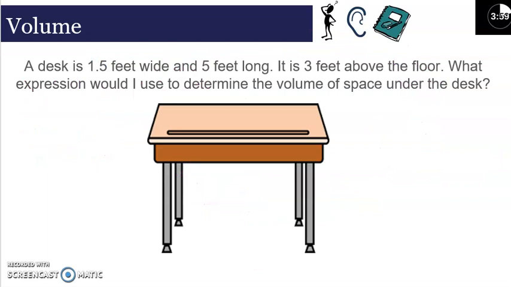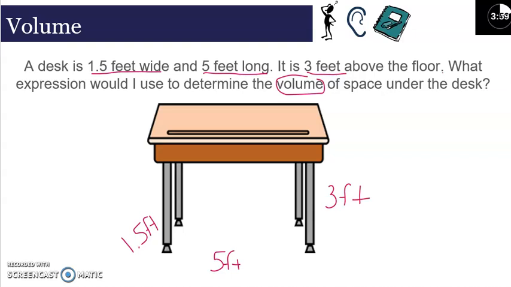So the next problem says a desk is 1 5/10 feet wide and 5 feet long. It is 3 feet above the floor. What expression could I use to determine the volume of space under the desk? So I'm looking for my keywords here. I see volume. I see that it's 1 5/10 feet wide, 5 feet long, and 3 feet above. I'm going to go ahead and label. So this goes here, 1 5/10 feet wide. Okay, 5 feet long, and then 3 feet above the floor. So this here is my 3 feet.